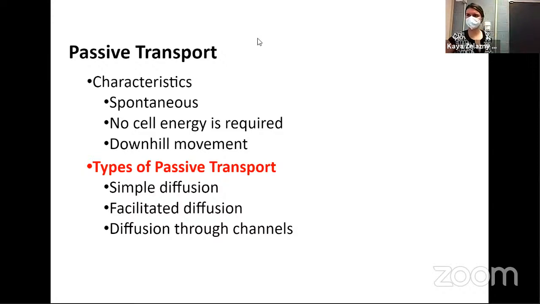So our simple diffusion, I'm going to go through it in the slides, but our simple diffusion is basically going to be directly through the membrane, right through the phospholipids. Our facilitated diffusion, we're going to think about things called carriers, our carrier or transport proteins.